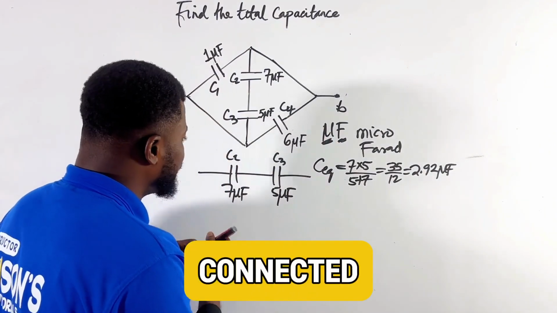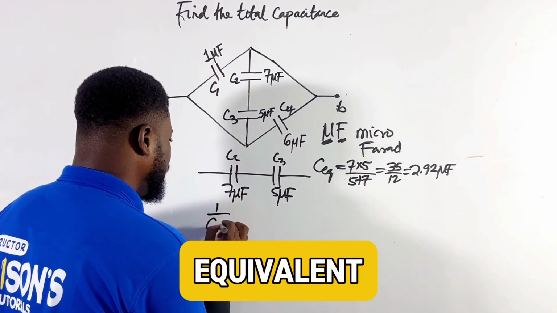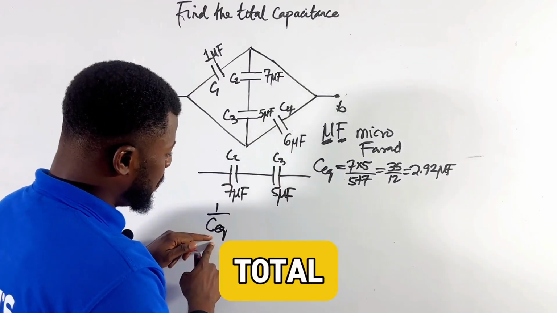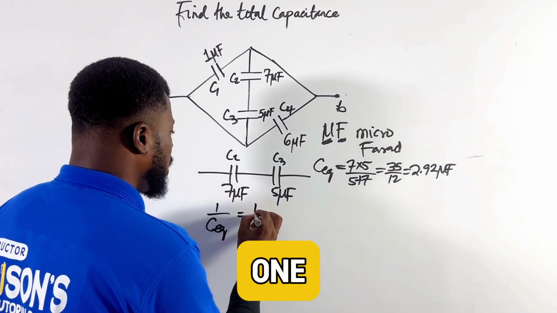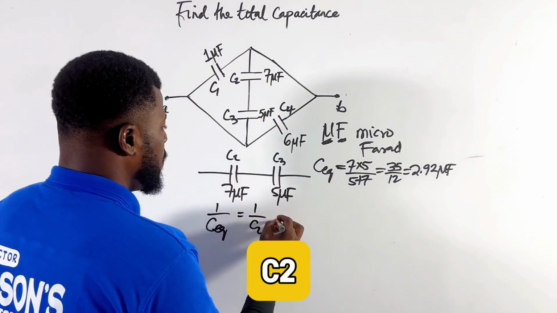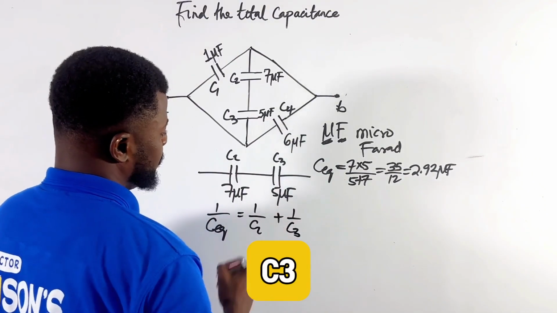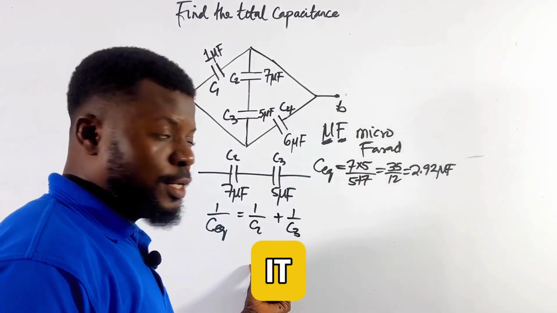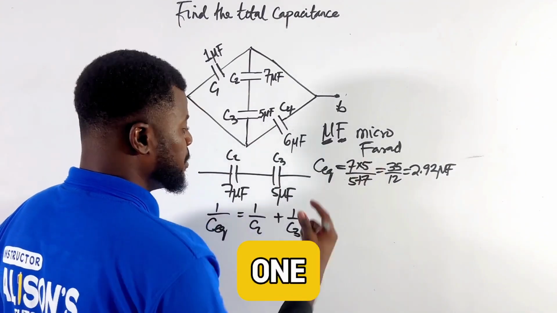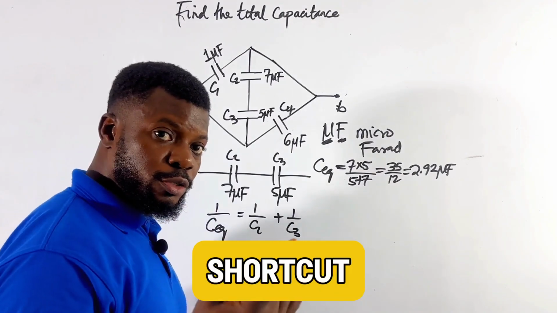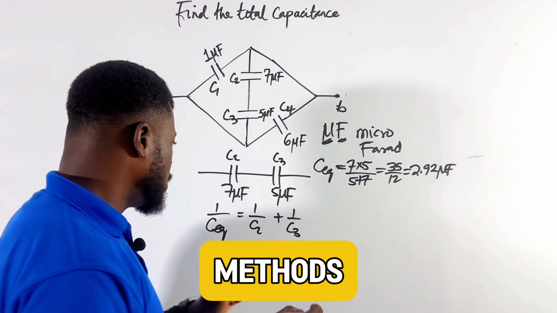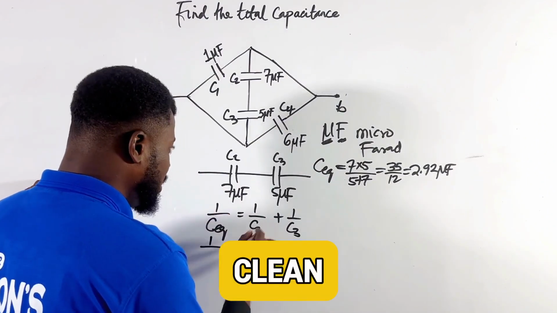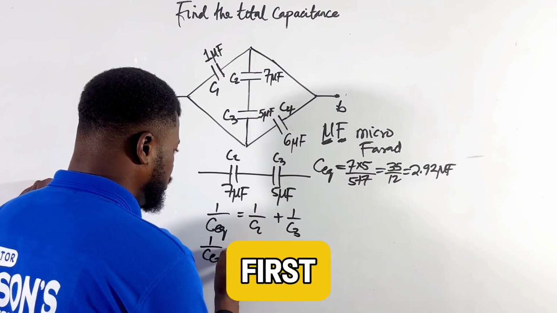Capacitors connected in series have a formula: 1 over the equivalent capacitance, or total equivalent capacitance, C_eq, where eq stands for equivalent, is equal to 1 over C2 plus 1 over C3. This is it. So how does this look? It's pretty simple. You can do a shortcut. If you like, you can collect like terms. For those of you who like to collect, let me show you two methods. I will clean this after, so pay attention first before you write.